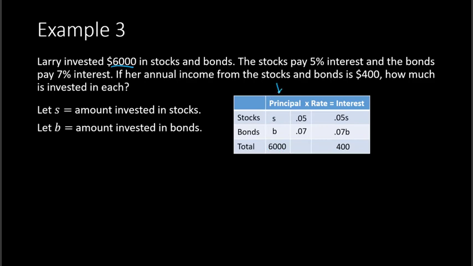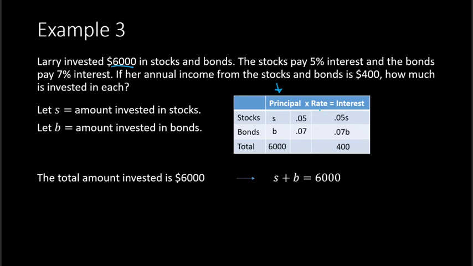So look here at this column. We know the total is $6,000. That is made up of stocks and bonds. So from that we can get an equation. We know the amount invested in stocks plus the amount invested in bonds equals $6,000. So that's our equation: stocks plus bonds equals $6,000.